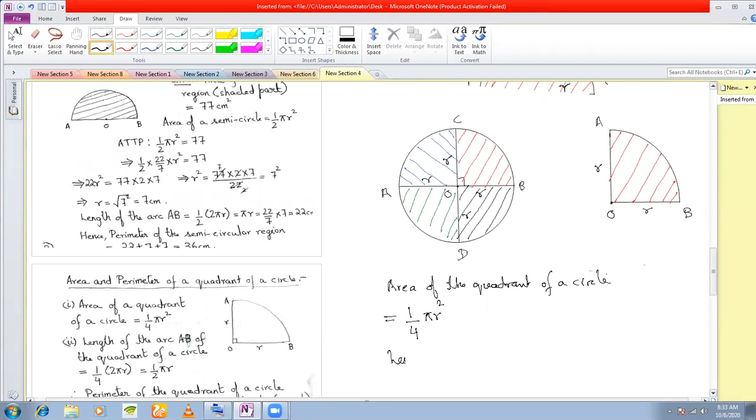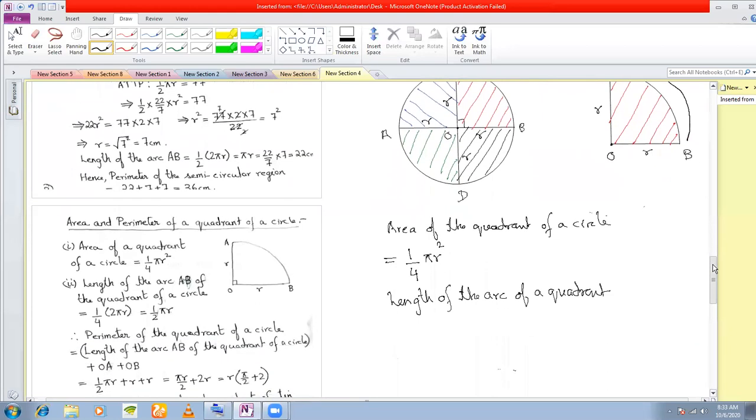Next, length of the arc of a quadrant. Now, what do you mean by length of the arc of a quadrant? This is your arc here, this length AB. It is one fourth of the total perimeter or circumference. One fourth of 2 pi r. So these two cancel, and you simply get half pi r.